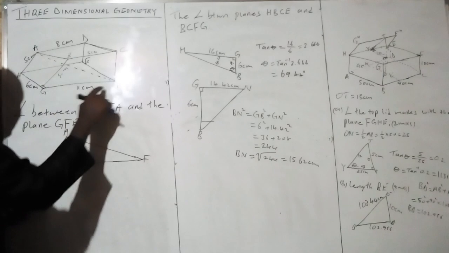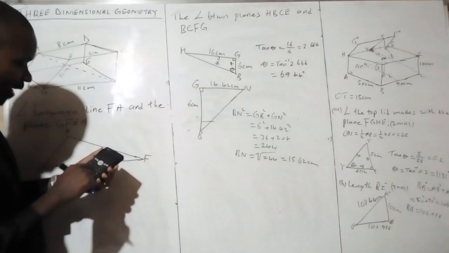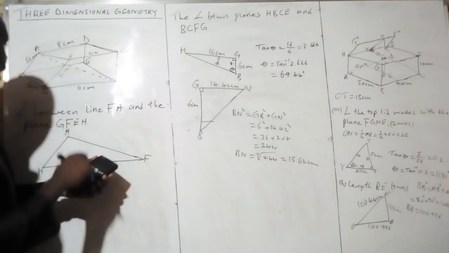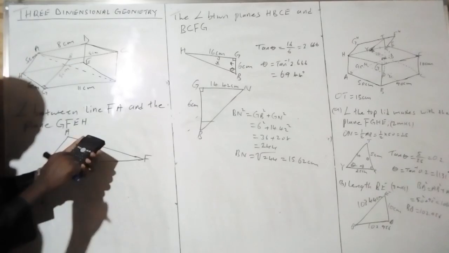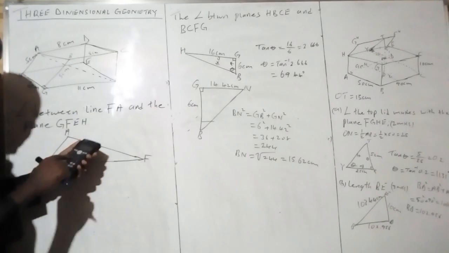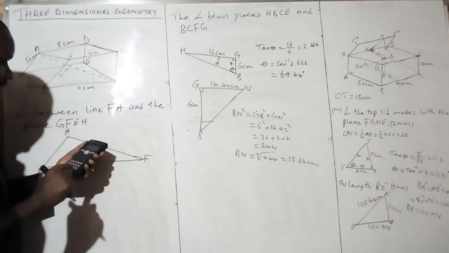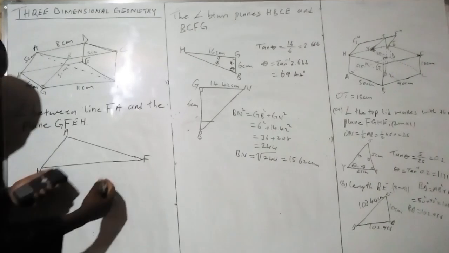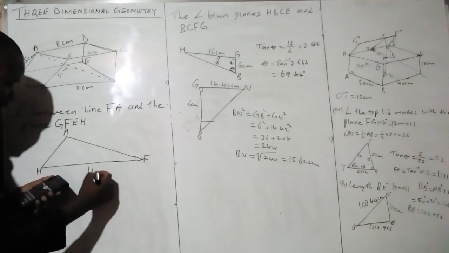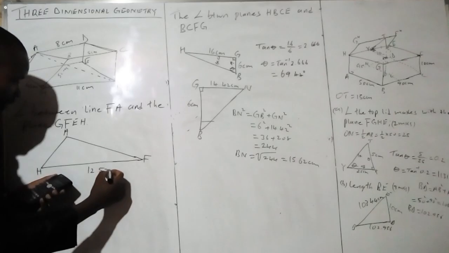So 11 squared plus 6 squared, we get 157. Square root of the answer is equal to 12.53. So HF, which is here, would be 12.53 centimeters.